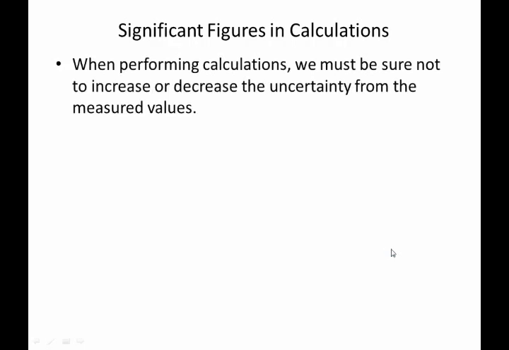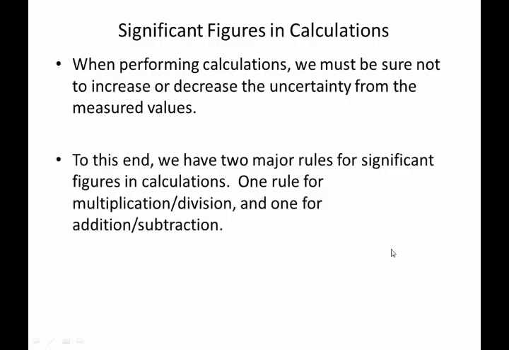The whole point of the rules is to not increase or decrease the uncertainty of the measured values, to accurately represent what we know and what we don't know. And to this end, there are two rules. Now this can be kind of tricky. You've got to keep separate in your head that there are different rules. The problem is that for the first part of this class, it's going to be nothing but multiplication and division, so you'll get really used to one rule and forget about the other one.